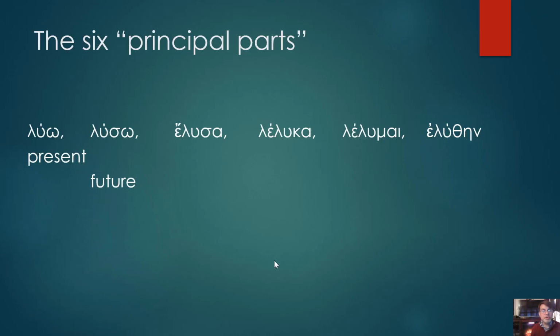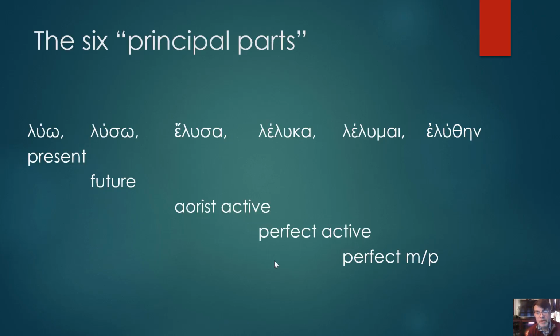Luso is the future tense, at least the future active and middle, and so basically it just adds a sigma. The aorist active puts an augment on the front. That epsilon is an augment on the front, and then adds a sigma alpha. This is in the indicative. And then leluka is perfect active. We'll talk about the form in a second. And then lelumai is perfect middle or passive. And then lastly, eluthane is the aorist passive chassis.